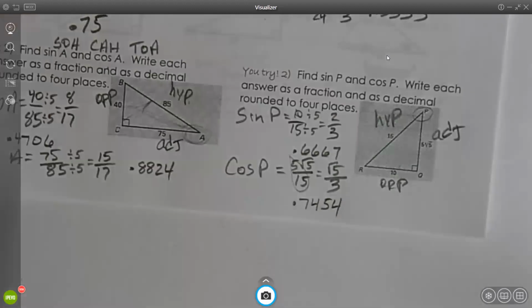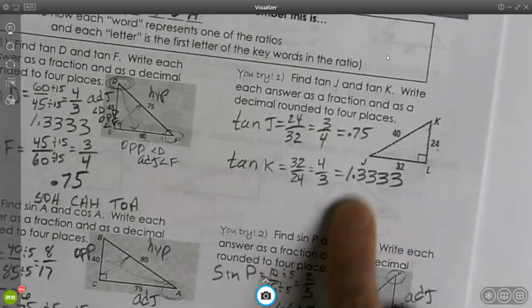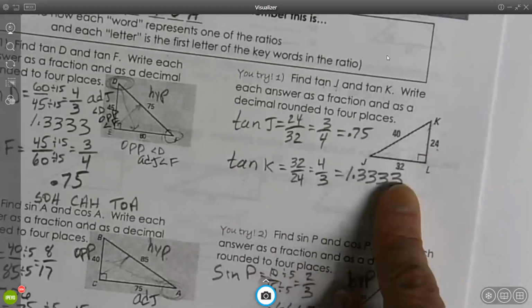Notice that the sine and cosine are always less than 1. Every time, always, because the hypotenuse is always a bigger number. So the opposite over the hypotenuse, the smaller number over a larger number, will always be a fraction less than 1. A decimal less than 1. Tangent might switch. Tangent might be a number less than 1, or it might be a number greater than 1. Because you're doing opposite over adjacent, it all depends on which number is bigger when you do the opposite over adjacent.